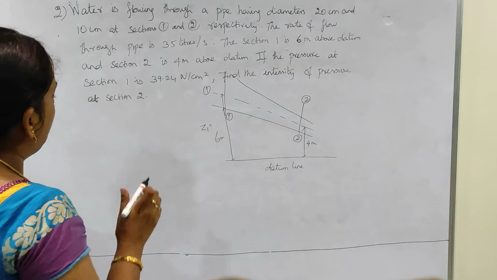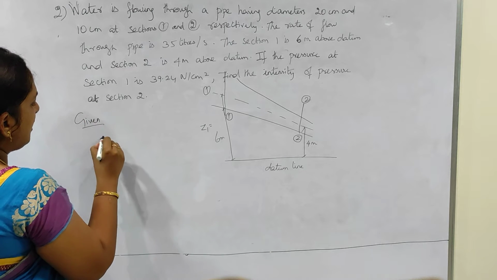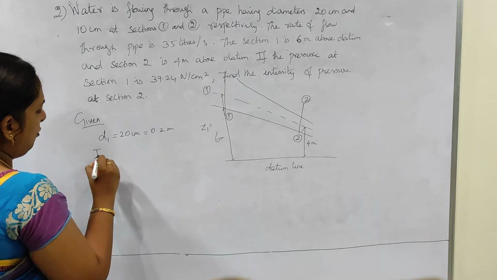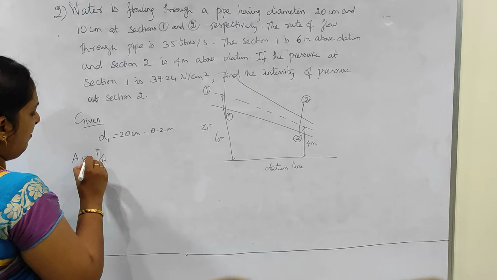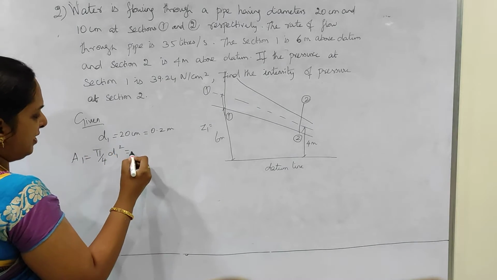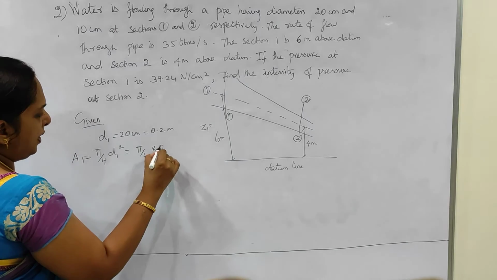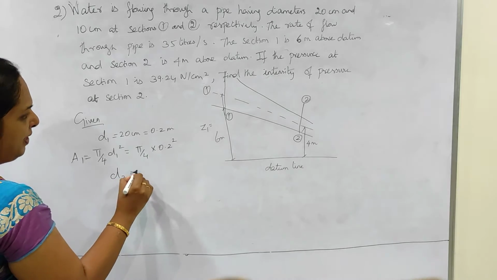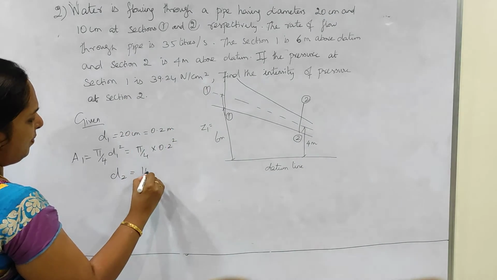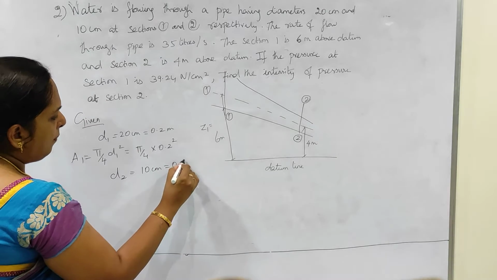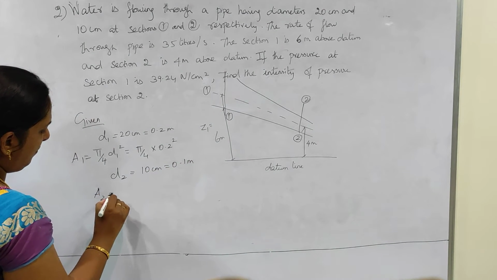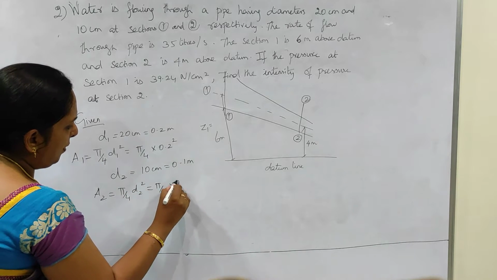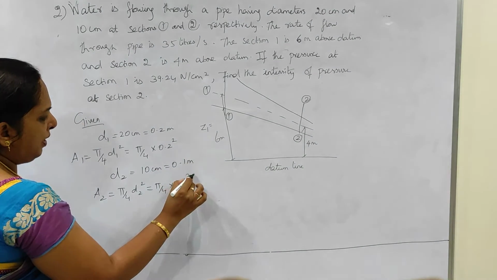What else is given here? They have given you the diameters. At section 1 it is 20 centimeter, or we can say 0.2 meters. Obviously you know the area, since it is a circle, the area will be pi by 4 d1 square for section 1. So pi by 4 into 0.2 square. So I know the area. Similarly I get it from d2. What is my diameter at section 2-2? They have given 10 centimeters in the problem. So it is 0.1 meters and the A2 will be pi by 4 into d2 square, that is pi by 4 into 0.1 square. So I know A1 and A2.